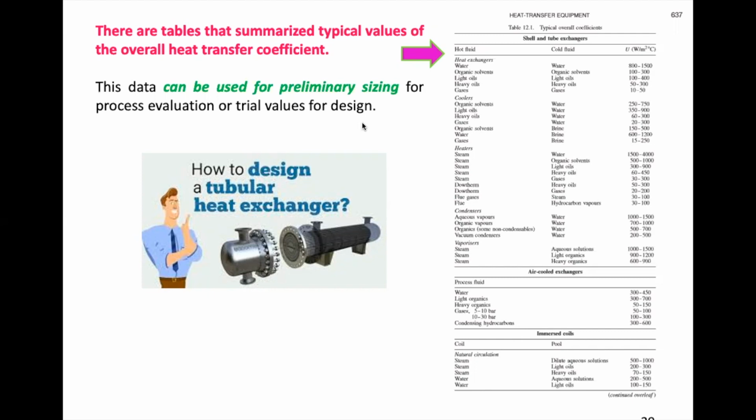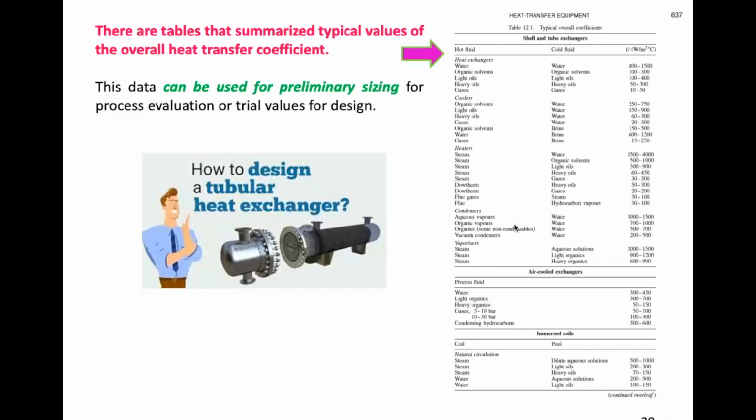And actually, depending on the process I'm giving to you, you can come here and check more or less what is the range of the overall heat transfer coefficient you have to get, okay? Or use this value to start your iterations. That's the other thing. That's why these tables become so useful, okay?